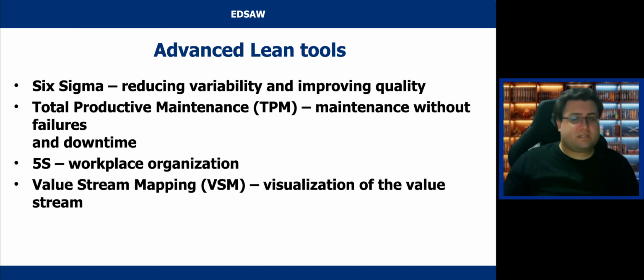In addition to basic methods, Lean also offers a number of advanced tools that can help improve processes and maintain their high performance. One of them is Six Sigma. This methodology focuses on reducing variability in processes and improving quality. It is built on data and statistical analysis and helps organizations achieve results with minimal errors.